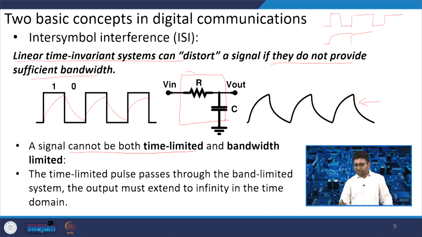Now, in this case what is happening is that this signal is spread onto the next signal. So, let us say this is one symbol, and because of this band limited system, this symbol is spread, and because of that spreading, there will be an effect that is called inter-symbol interference.